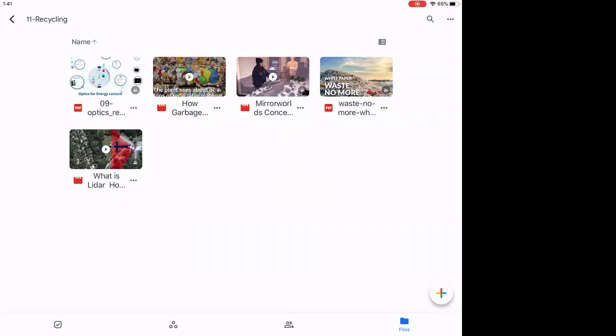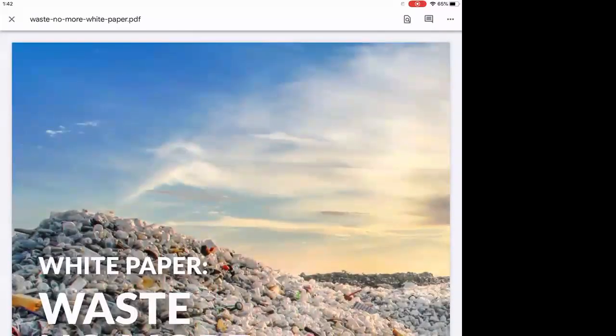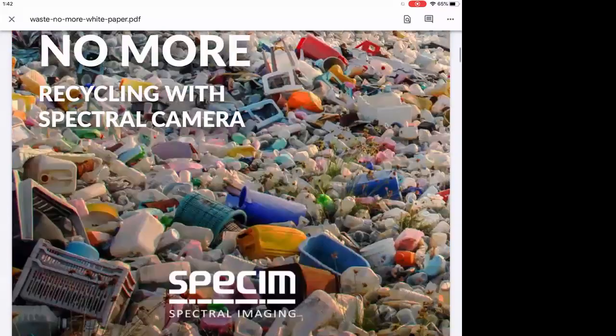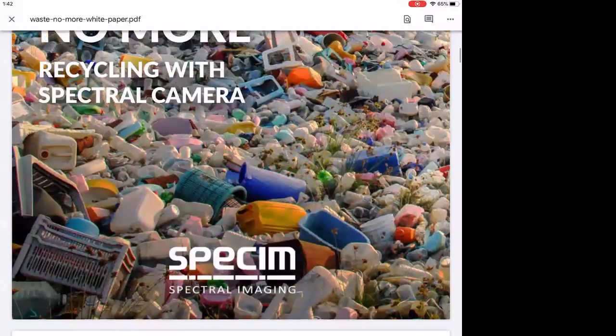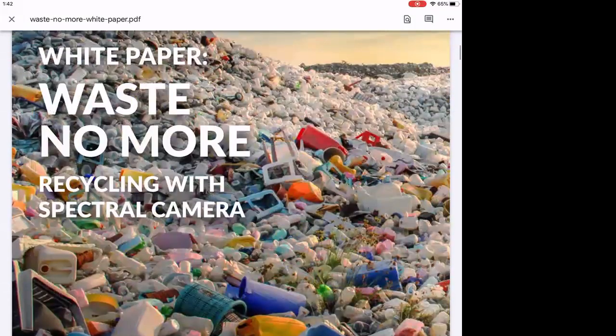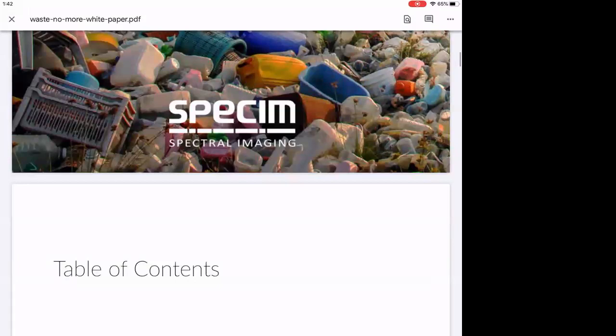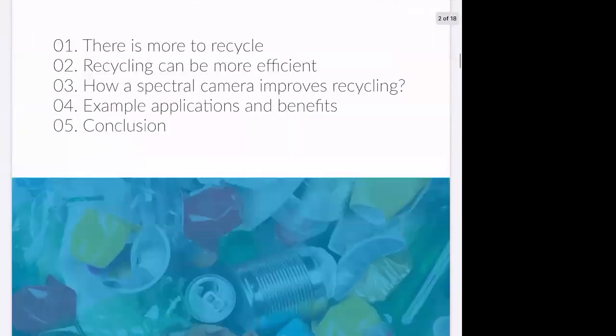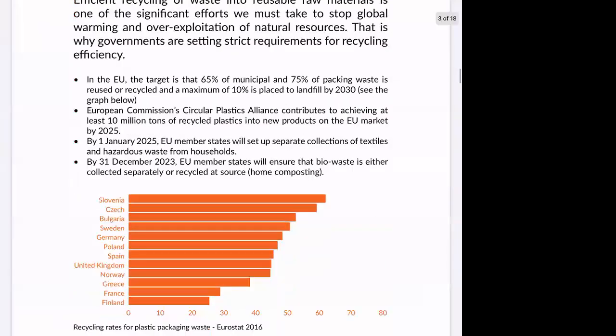And I want to just point out that this is also a big industry. And there's one more white paper, and I'll stop. I actually posted this white paper on the website. So this is from a company called Specim, which is a company that makes a special type of camera based in Finland. And they use this for various kinds of recycling. It's a special type of camera.